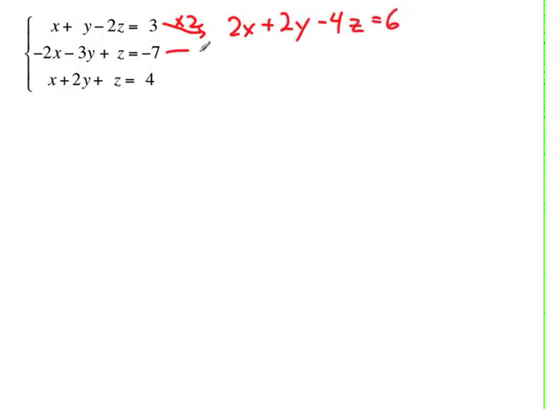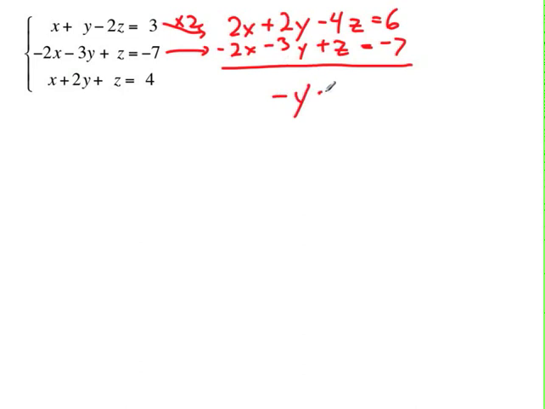And then I'm going to just put this guy straight across. 2x minus 3y plus z equals negative 7. If I add these together, I end up getting those guys to go away. Negative y minus 3z equals negative 1.